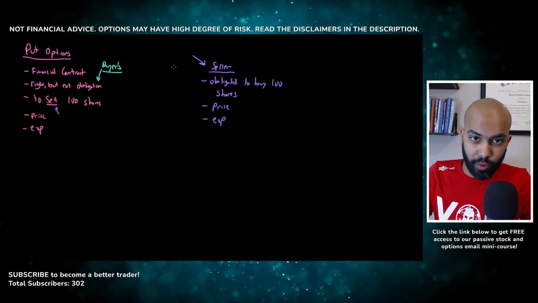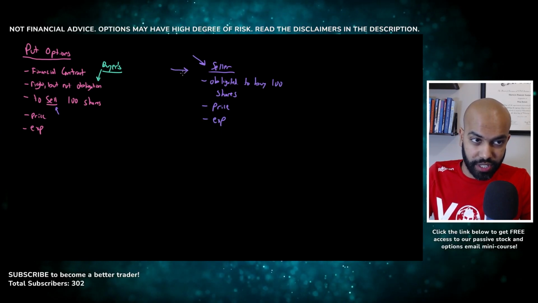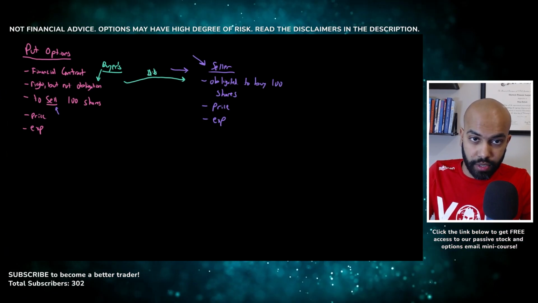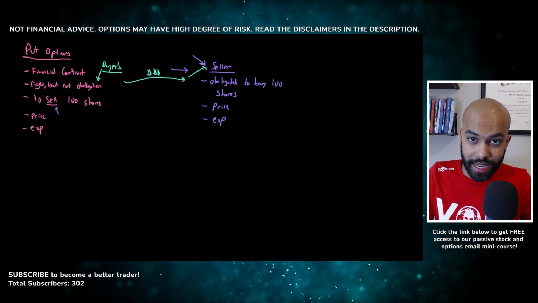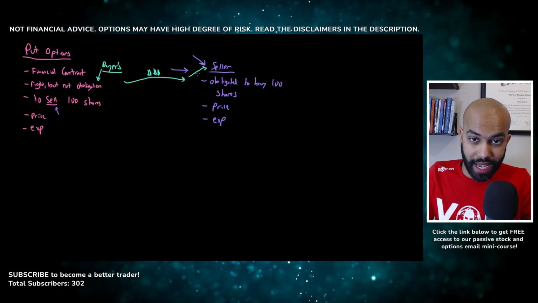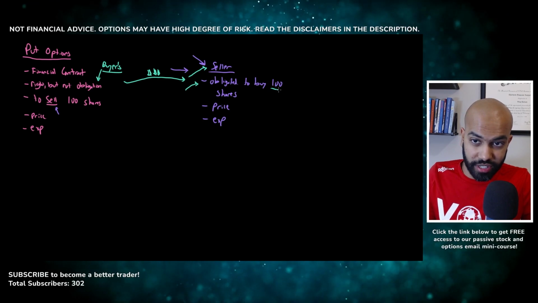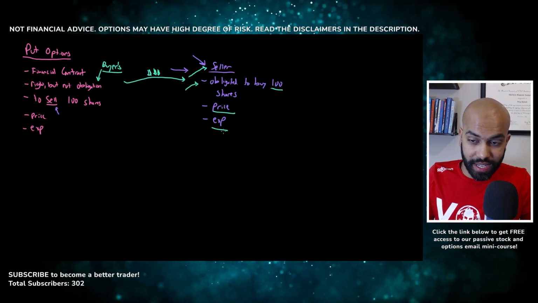So why would someone willingly accept an obligation? Well, it's because the buyer actually pays something known as a premium. It's money to the seller, and the seller accepts this premium, and with that accepting, they are obligated to basically buy 100 shares at a predetermined price and at an expiration date.